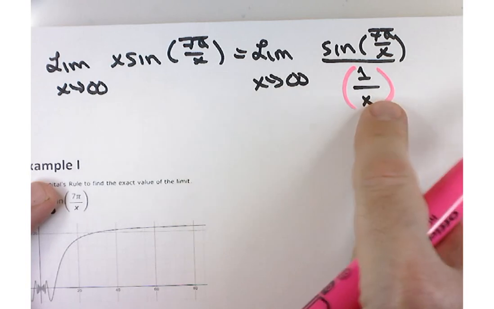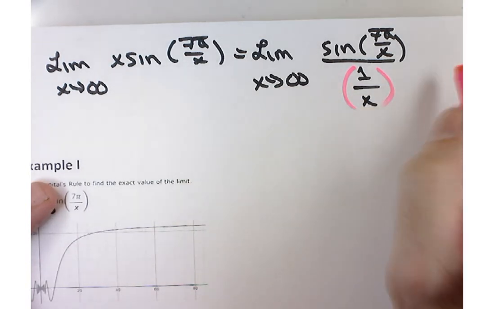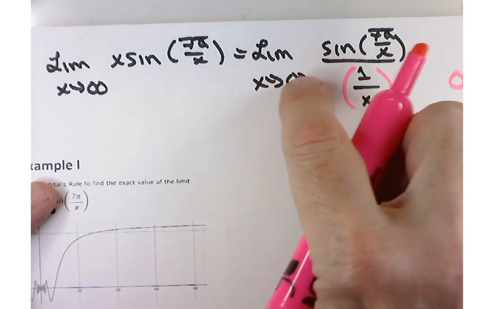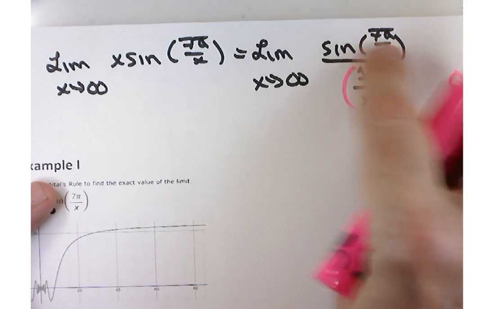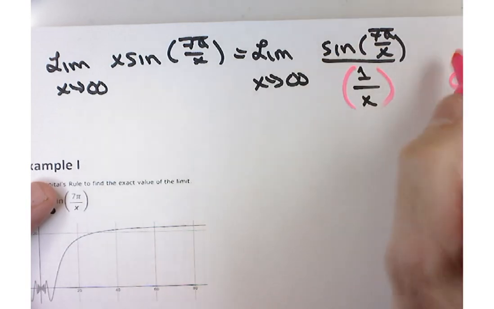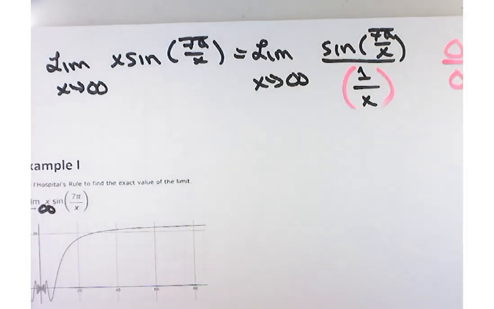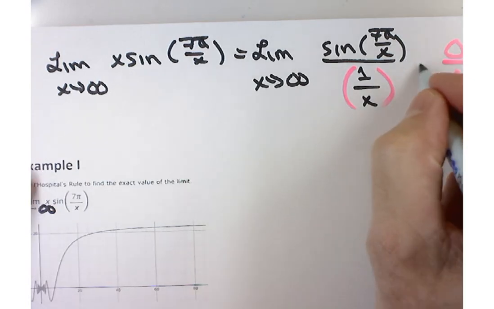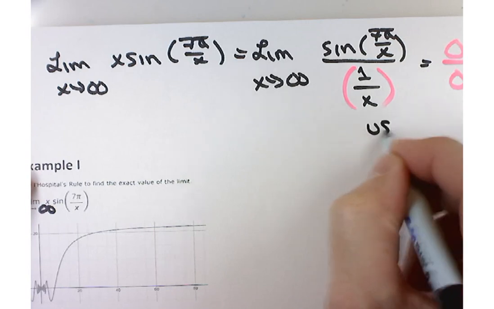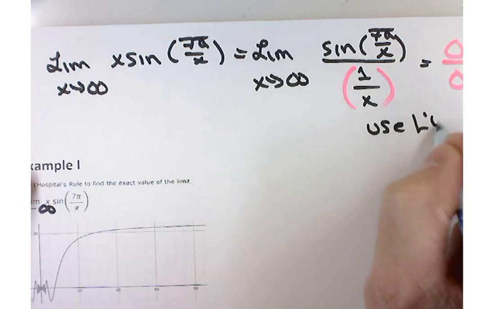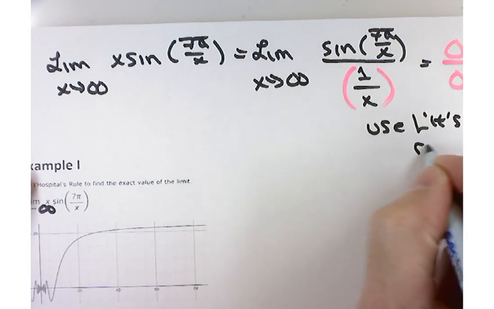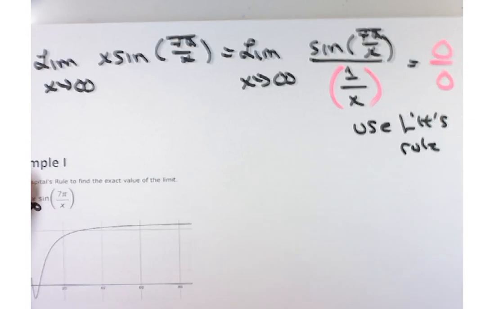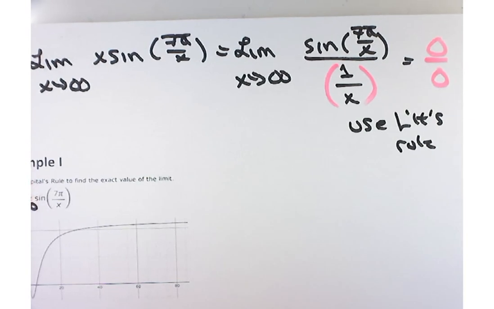As x approaches infinity, this is going to go to 0. As x approaches infinity, this is going to go to 0. And the sine of 0 is 0. So, wow. All of a sudden, that's L'Hopital's rule. So, use L'Hopital's rule. Now, this is going to be a little bit more challenging than our previous one. That's okay.